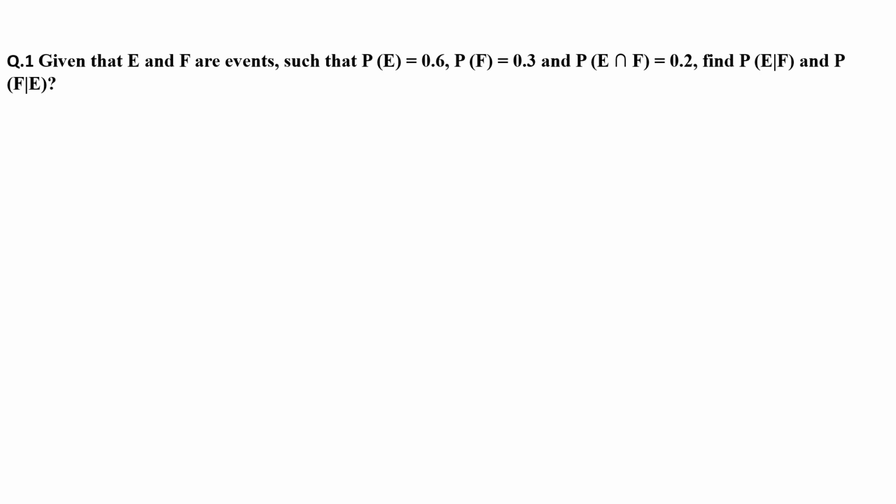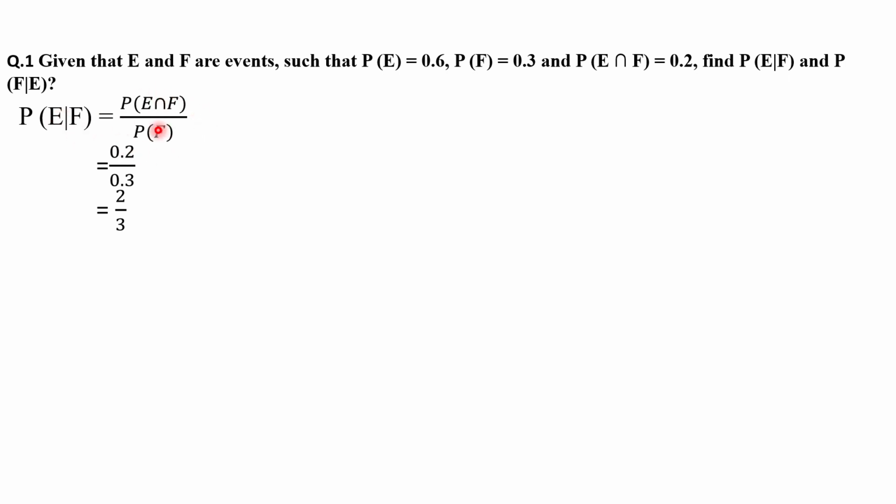So now what is the answer to that question? This is the formula of probability of E given F. Given F means the question already gives the condition that F has already happened. Now you have to find the probability of E happening. So for probability of E given F, the formula is that.